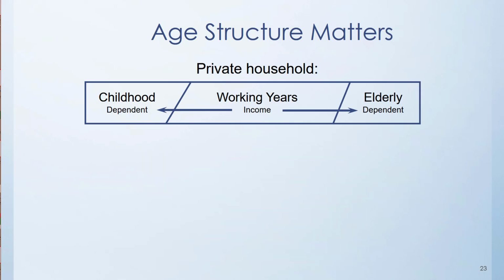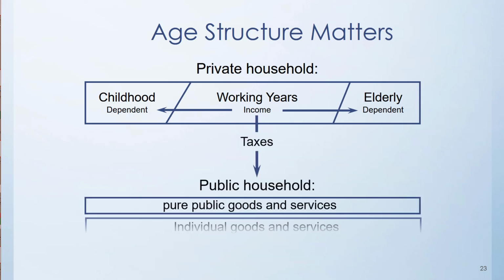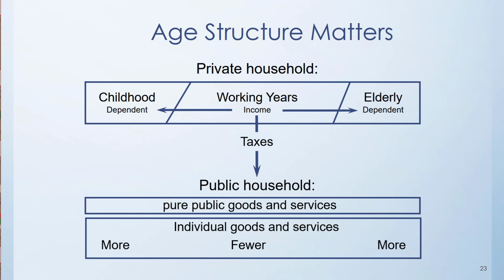We have a similar dynamic in society where that private household pays taxes to pay for society's public goods and individualized goods. The pure public goods and services would be things like highways and national defense and the administration of the court system. But then there are individualized goods and services, such as education, such as Social Security and Medicare. And we find that at the individual level, there are more goods and services for the two extremes of the age population, children and the elderly. So the age structure of a society is really important in terms of the demand for public services.